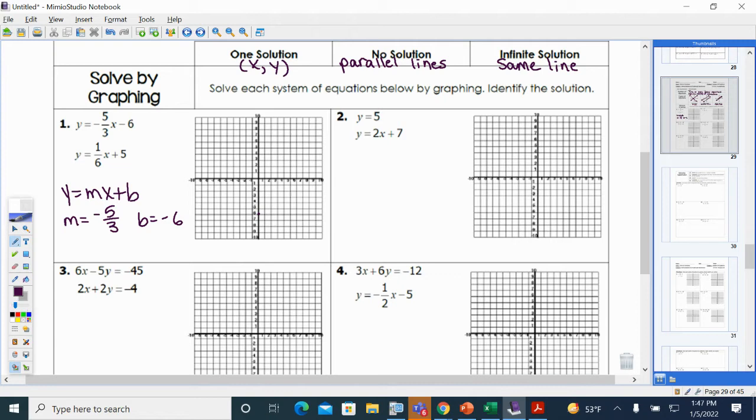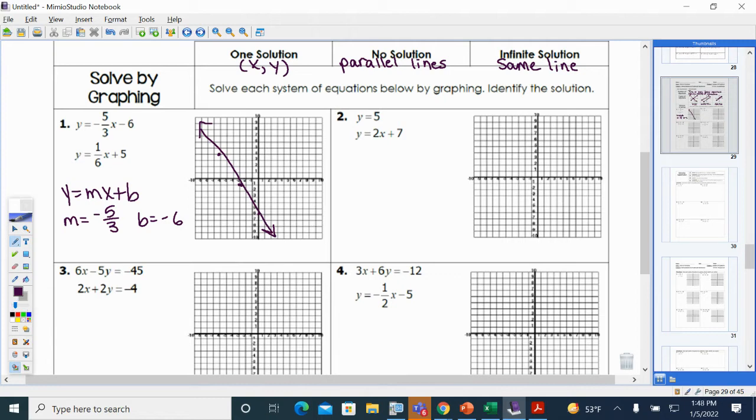Now I can't go down 5 because I don't have enough lines on here. So instead of going down 5 and right 3, I'm going to go up 5 and left 3. 1, 2, 3, 4, 5, 1, 2, 3. So there is your line. Oops. Imagine that actually hit those dots. So there's the line for the first equation.